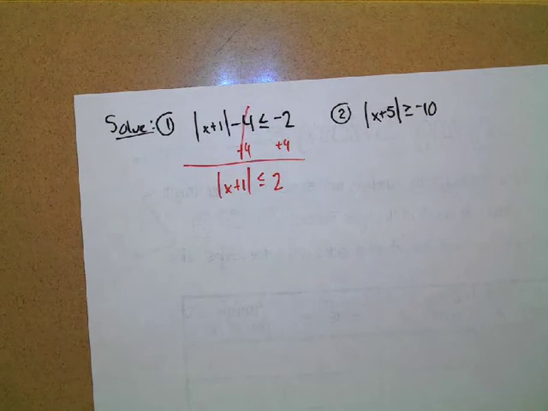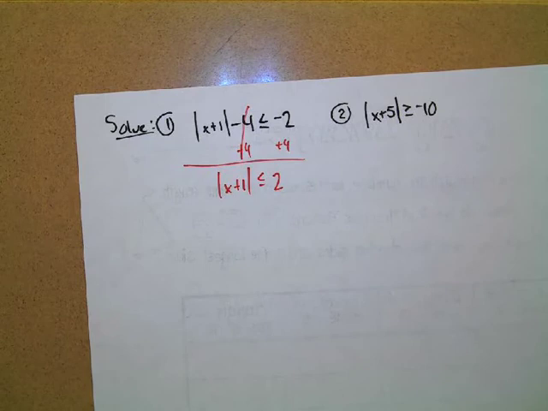Absolute value will just make things positive. Are there positive numbers that are less than 2? So we can still solve this because there are still positive numbers here. If this were negative 2, so if I was saying the absolute value of x plus 1 is less than or equal to negative 2, well, that would be impossible. The only numbers that are less than negative 2 are more negative numbers, which an absolute value would never be equal to. So this one is possible because we're less than a positive number. So far, so good?